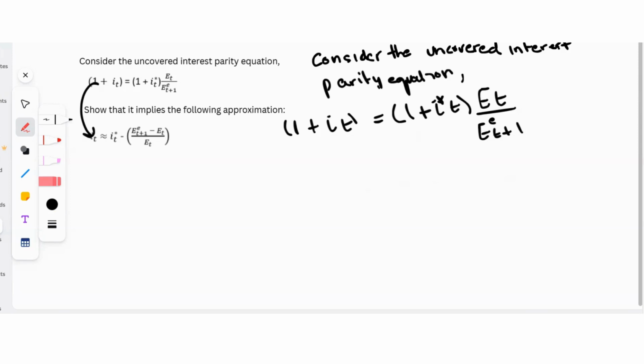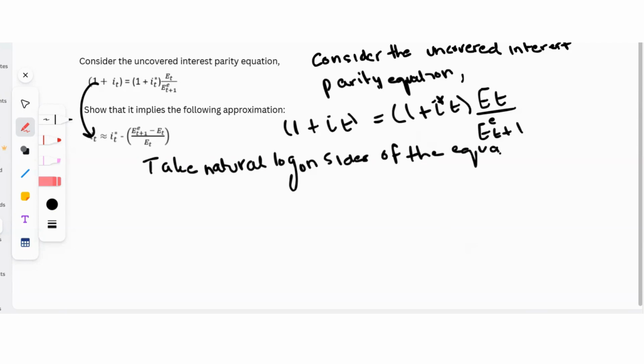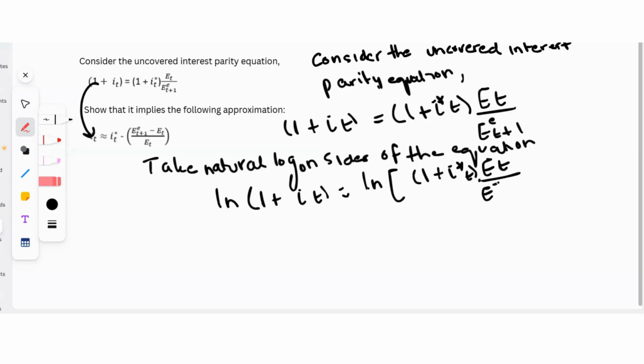For this, firstly, we're going to take natural log, ln, on both sides of the equation. So this becomes ln(1 plus i_t). And on the right-hand side we take the natural log also, which is going to be the natural log of (1 plus i*_t) times E_t divided by E_t+1.